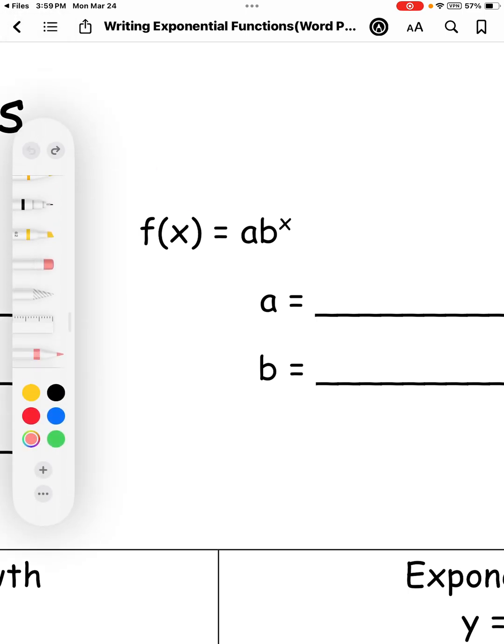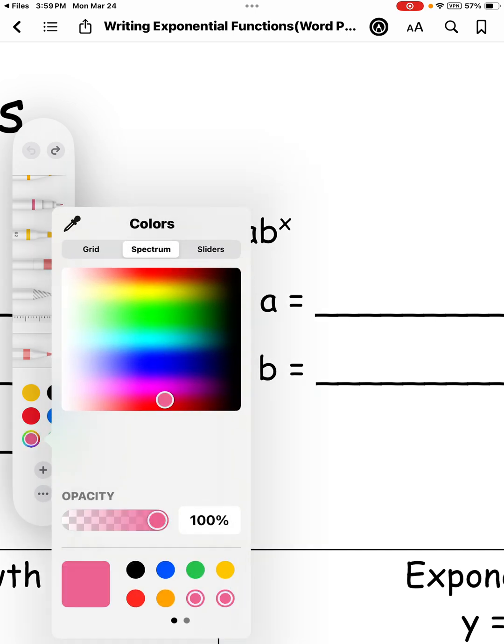this mean? Let me see. I want to change some colors, y'all. Let's see. There we go.